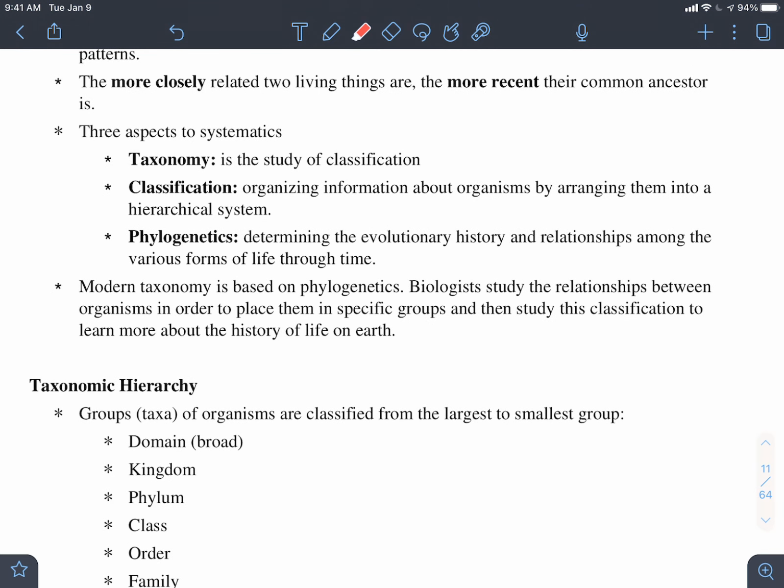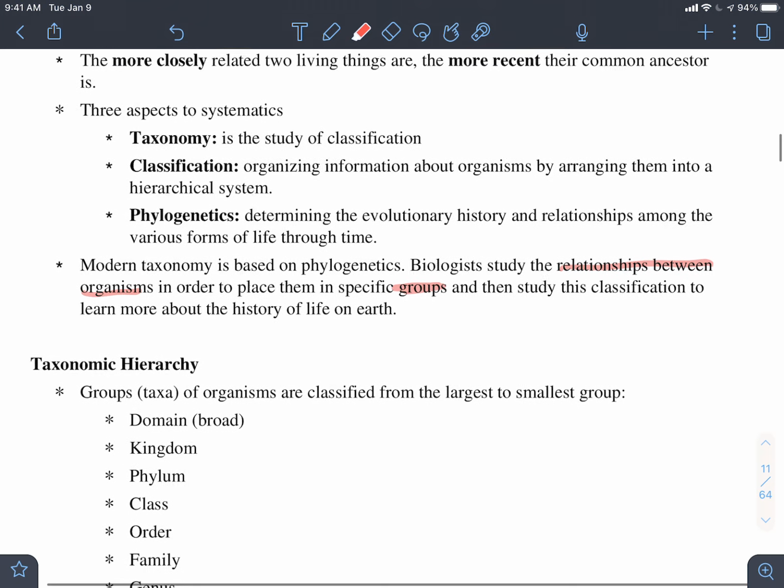Modern taxonomy, so modern classification, is based on phylogenetics. It's based on the study of evolutionary histories. So biologists study the relationship between organisms in order to place them in groups, and then study this classification of these groupings to find more information about the history of life on Earth.